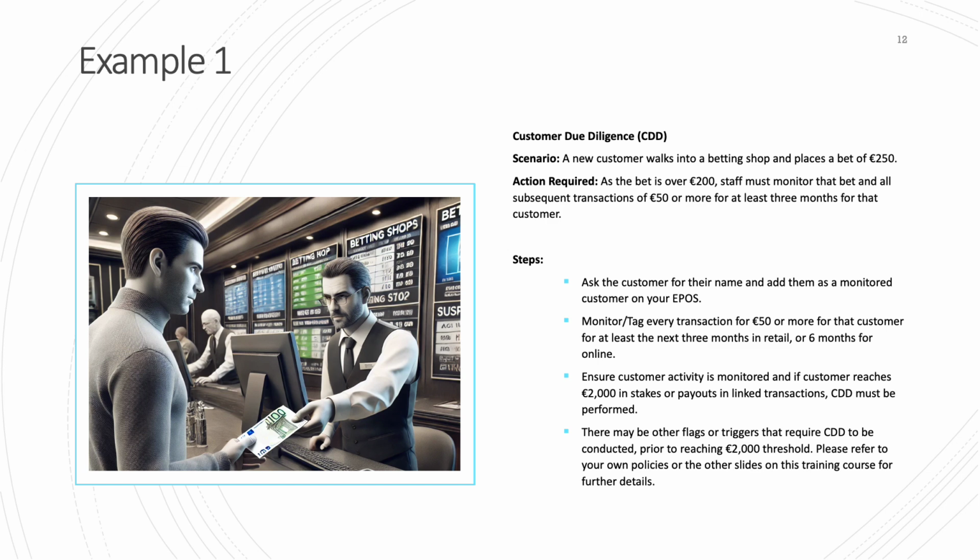You must monitor tag every transaction of €50 or more for that customer, for at least the next 3 months. Or 6 months if it's an online customer. If the customer reaches €2,000 in stakes or payouts in linked transactions, CDD must be performed. There may be other flags or triggers that require CDD to be conducted prior to reaching €2,000 threshold.